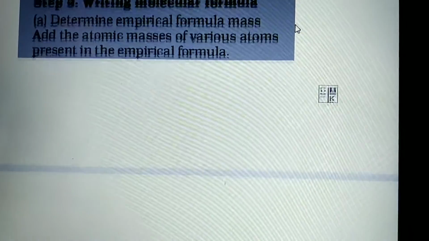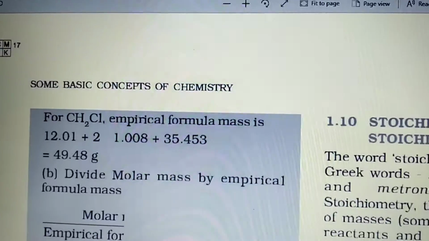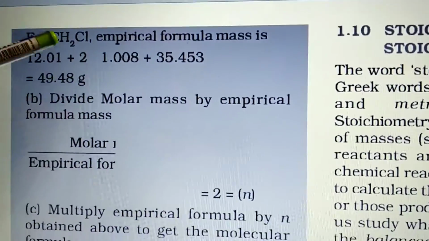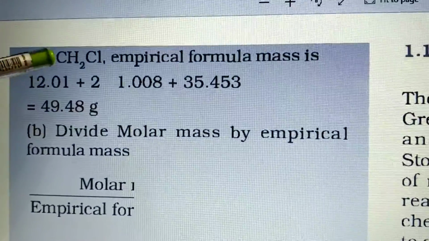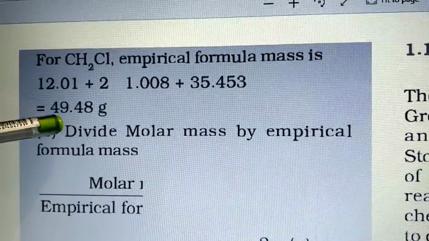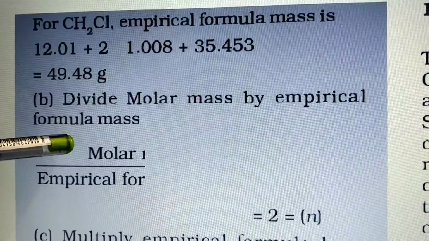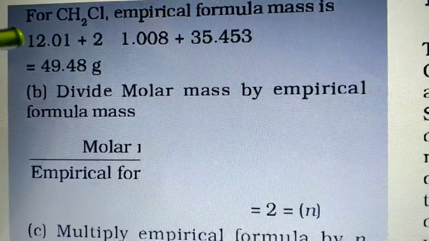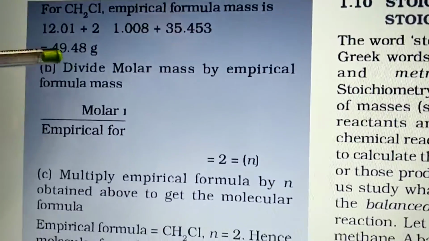So how do we write the molecular formula? Here we need to follow some steps. Suppose the empirical formula we got is CH2Cl. First we need to find the empirical mass of carbon, hydrogen and chlorine. This is our mass. Divide the molecular mass by this mass. The molecular mass is given in the question. In this it is 98 point something and this is 49.48.